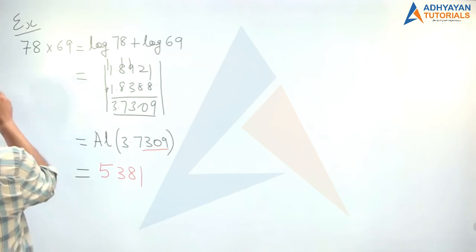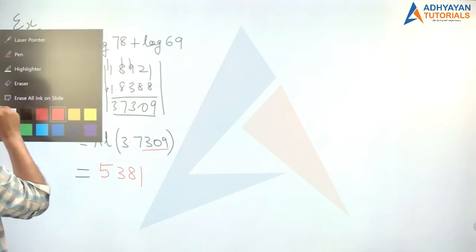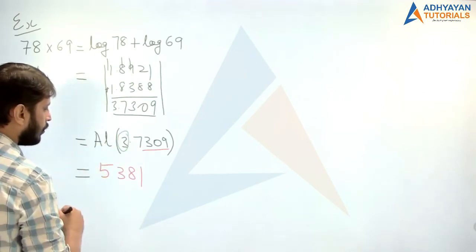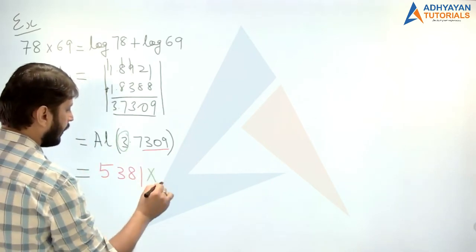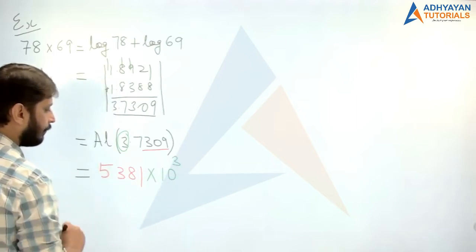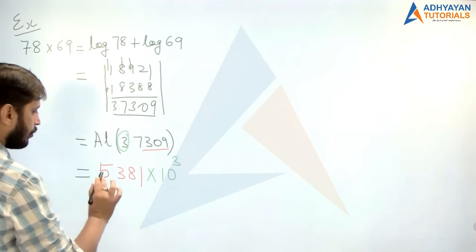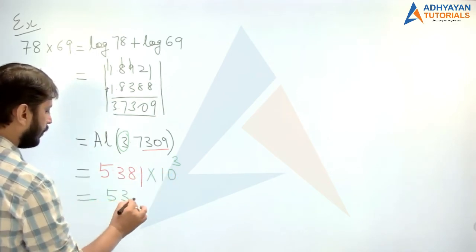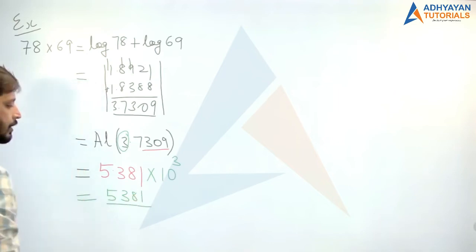5381. Then I see what is the number before the decimal. Here I have 3, so I will multiply it by 10 raised to 3 and put the decimal after the first digit. So when I multiply this, I get the final answer as 5381. This is my final answer.